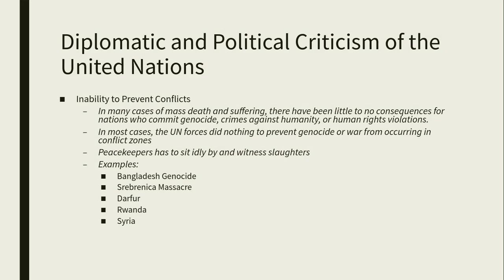There's also diplomatic and political criticism of the UN. So this has to do with, again, the inability to prevent conflicts. In many cases of mass death and suffering, there's been little to no consequences for nations who commit genocide, crimes against humanity, or human rights violations. In most cases, the UN forces did nothing to prevent genocide or war from occurring in conflict zones. There's even been times when peacekeepers have had to sit idly by and witness slaughters. Some examples of this: Bangladesh genocide, Srebrenica massacre, Darfur, Rwanda, Syria. So there is a large list here showing that they have not intervened in some very, very large conflicts.